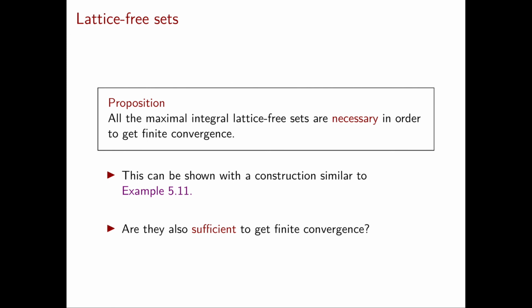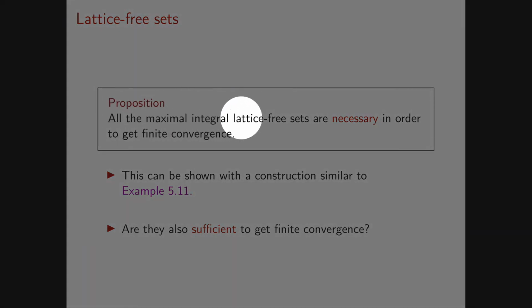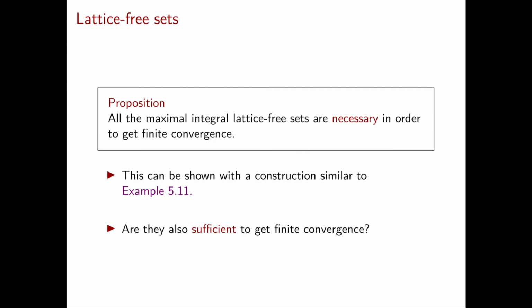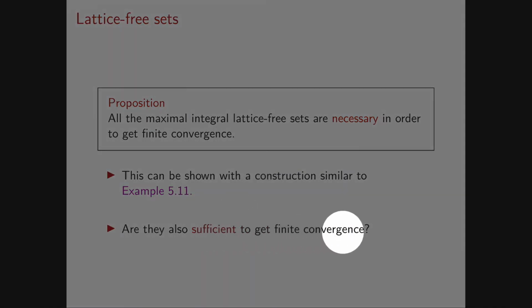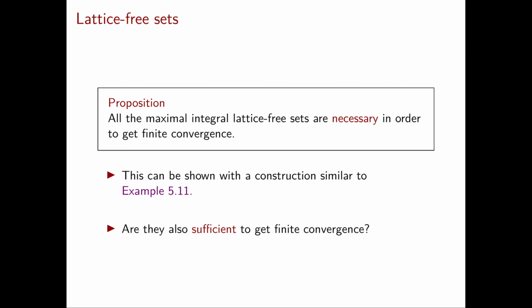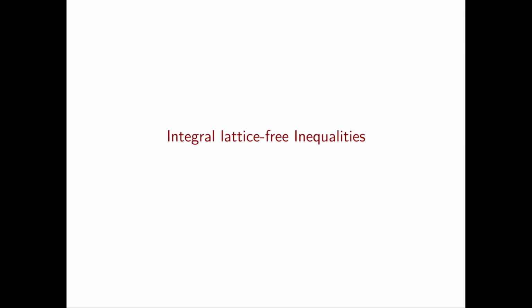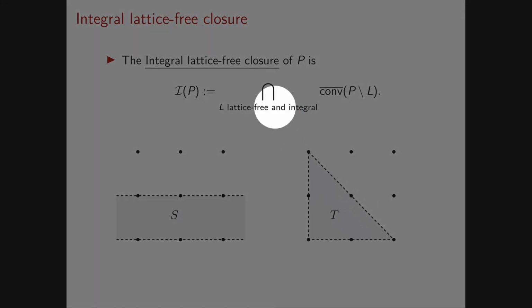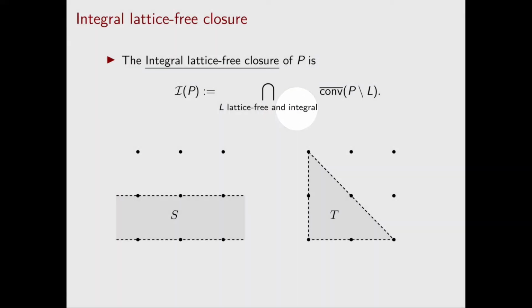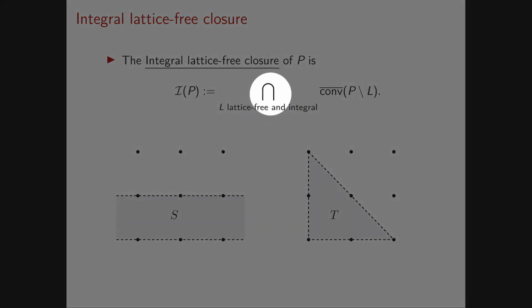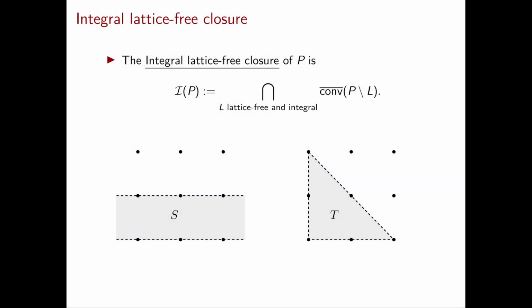So at this point, we know that all maximal integral lattice-free sets are necessary. The question is, are they also sufficient to get finite convergence? And the answer is yes. So let us now consider integral lattice-free inequalities. The first thing we want to do is now define the closure obtained only using these lattice-free polyhedra that are integral. Therefore, we take the intersection of the sets closed convex hull of P minus L only for such lattice-free integral polyhedra. Here we have a couple of examples of lattice-free integral polyhedra.